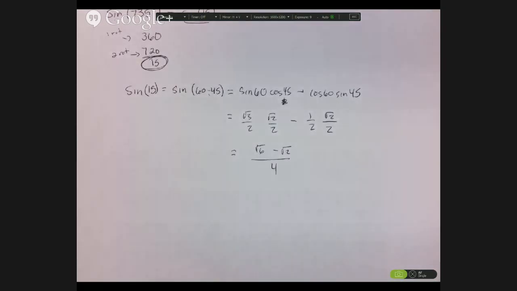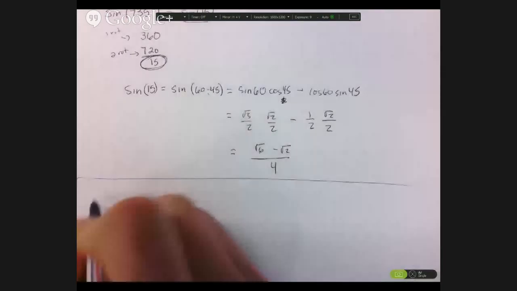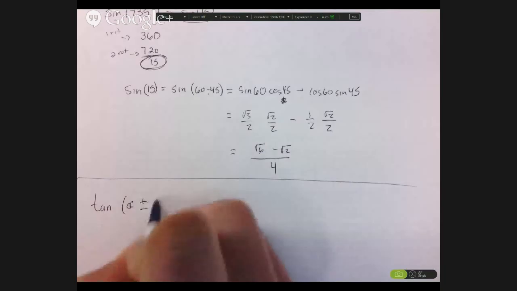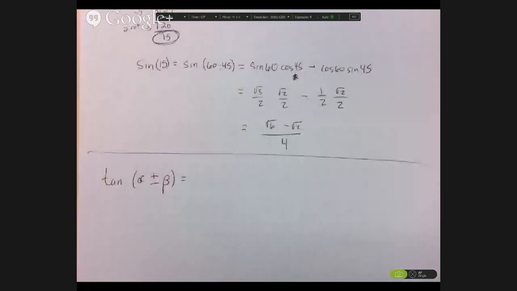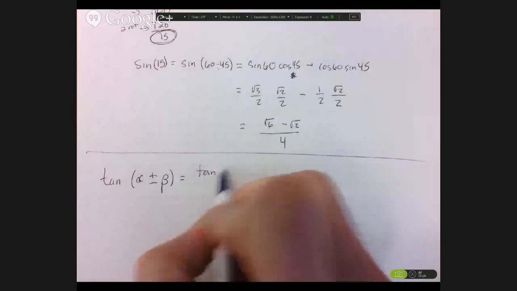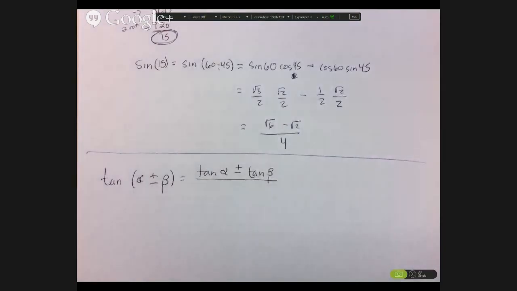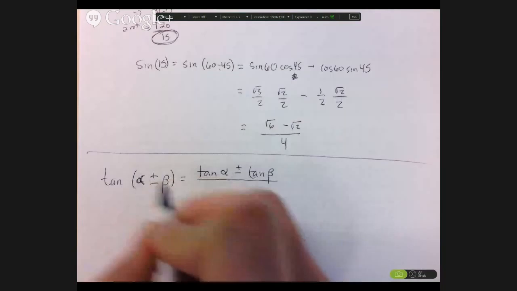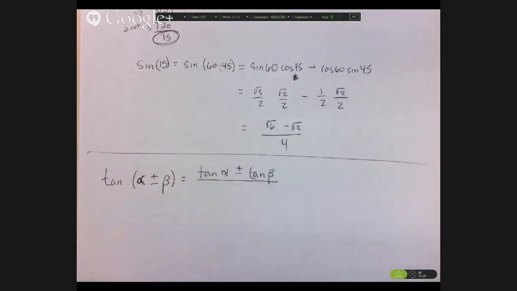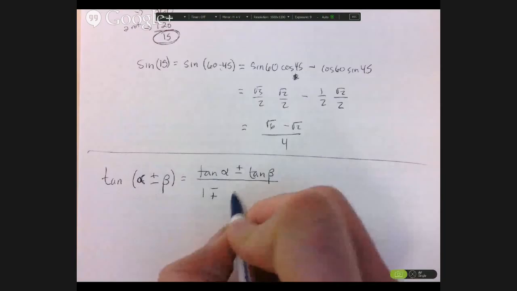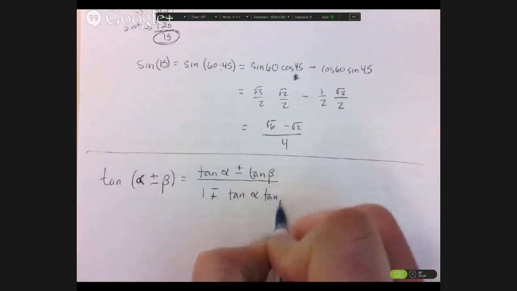Okay, let's talk about tangent. This one's a little bit messier. The tangent sum and difference identity is, with alpha, well, just name it Dory, I guess. So a little messier.